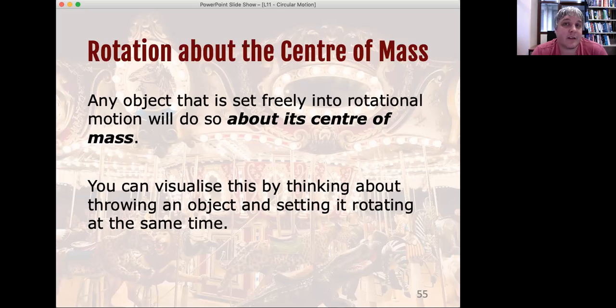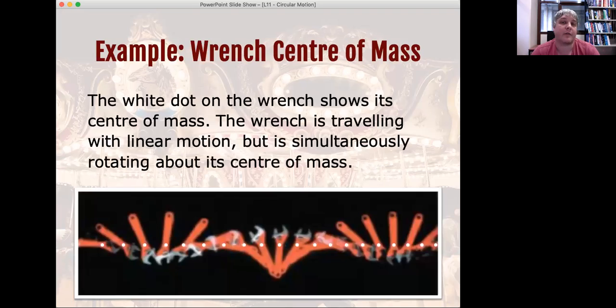You can visualize that, as I said, by, for example, throwing a ball. If you throw a ball and you give it a bit of spin as you throw it, it will rotate. As it travels, that rotation will be about its center of mass. So a good example of this is actually straight out of the textbook, although I've increased the visibility of those white dots for this lecture slide. The white dot represents the wrench's center of mass.